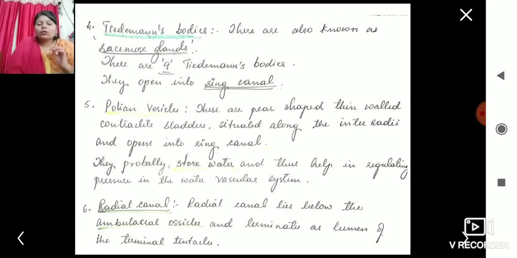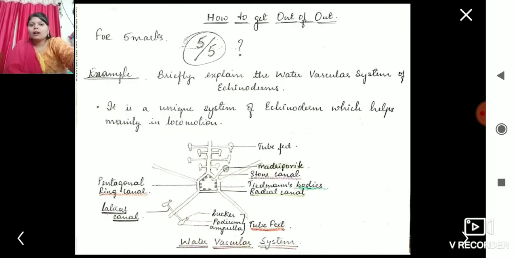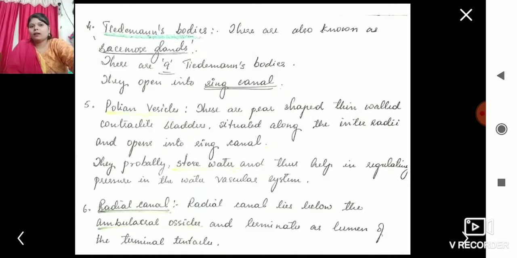Tiedemann bodies. So what are these Tiedemann bodies? Tiedemann bodies are also known as racemose glands. There are 9 Tiedemann bodies in the water vascular system. They open into the ring canal. Very simple. You can see here 9 Tiedemann bodies present in the ring canal, opening into the ring canal. Their arrangement is like a raceme, that's why they are called racemose glands.